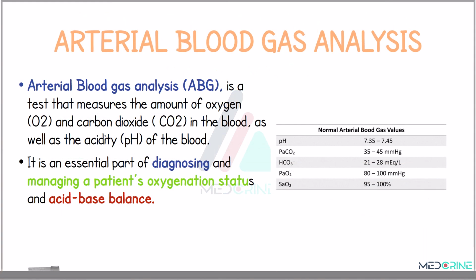Arterial blood gas analysis, or an ABG, is a test that measures the amount of oxygen and carbon dioxide in the blood, as well as the acidity of the blood. This test is an essential part of the diagnosis and management of patients' oxygen status, as well as checking the patient's acid-base balance.